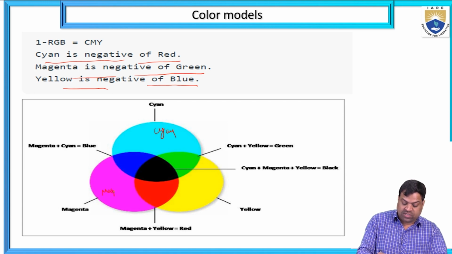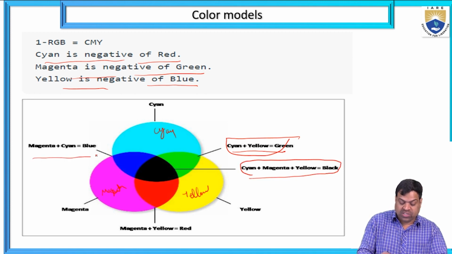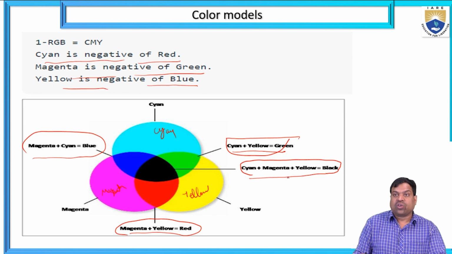Cyan, magenta, yellow. So what is this one? Cyan plus yellow equal to green. Cyan plus magenta plus yellow equal to black. Magenta plus cyan equal to blue. Magenta plus yellow equal to red. Okay, so the combination of three colors is black here.